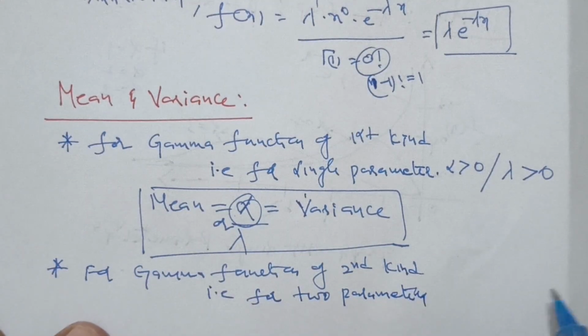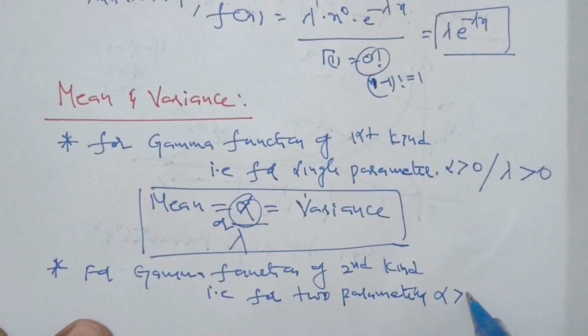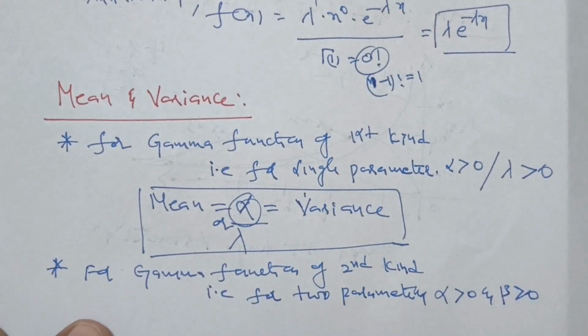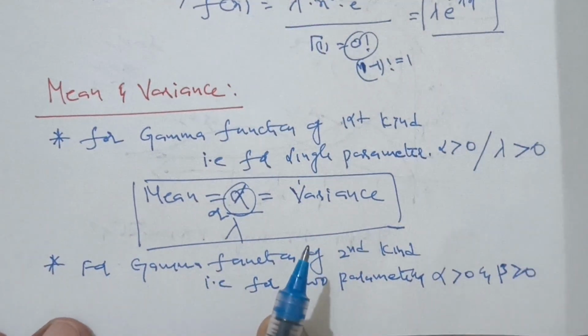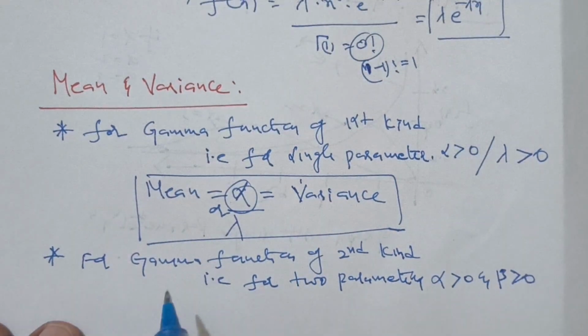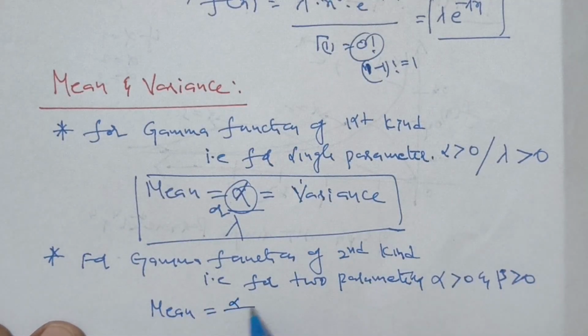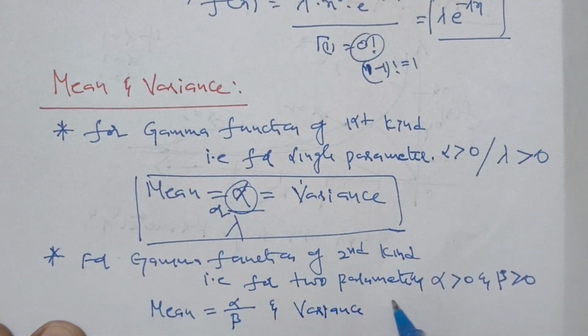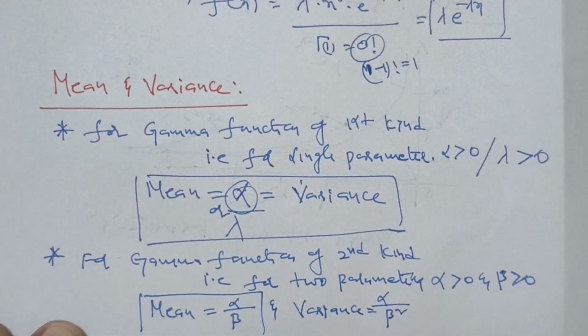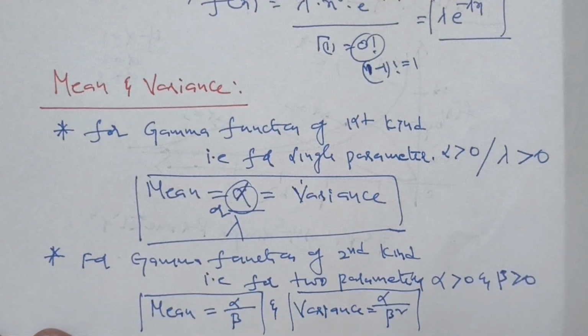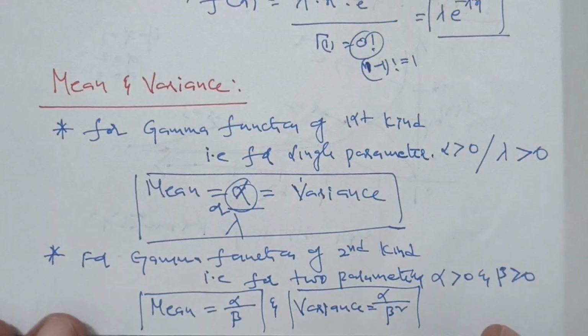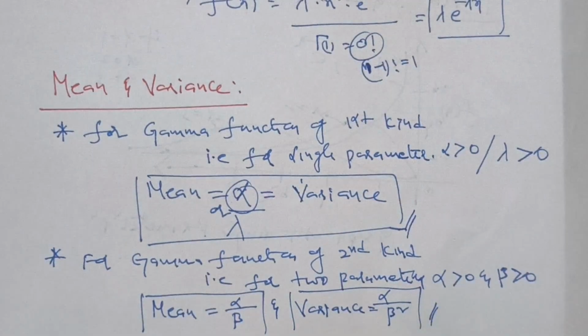Now the second point is the gamma distribution of the second kind. For the gamma distribution of the second kind, meaning the distribution involving two parameters, alpha and beta, the mean value is the first parameter by the second parameter, that is alpha by beta, and the variance formula is the first parameter by the second parameter squared. So this is the formula of mean and variance for the gamma distribution of the second kind. And the earlier one is the mean and variance formula for the gamma distribution of the first kind.